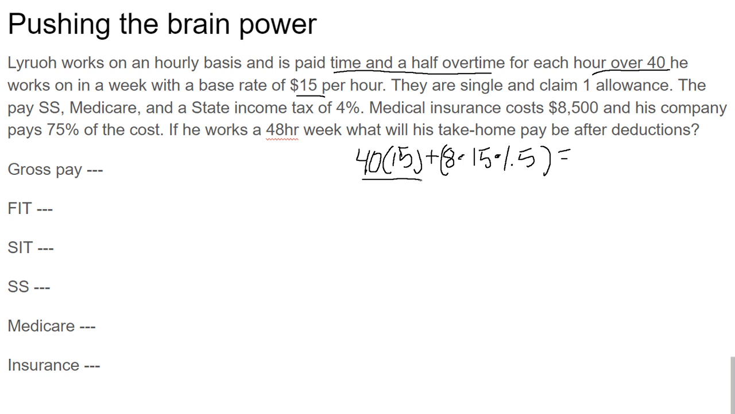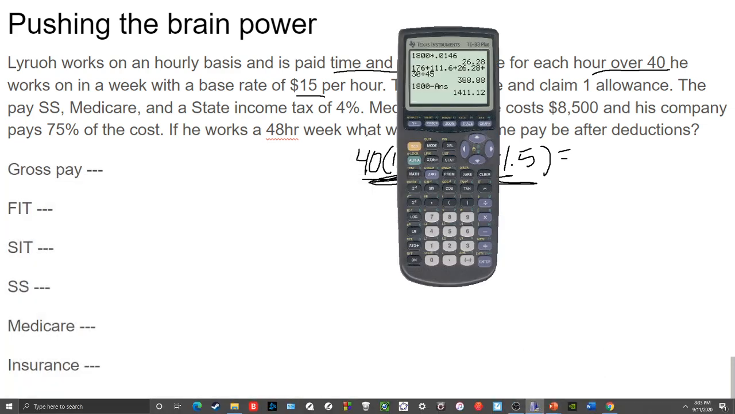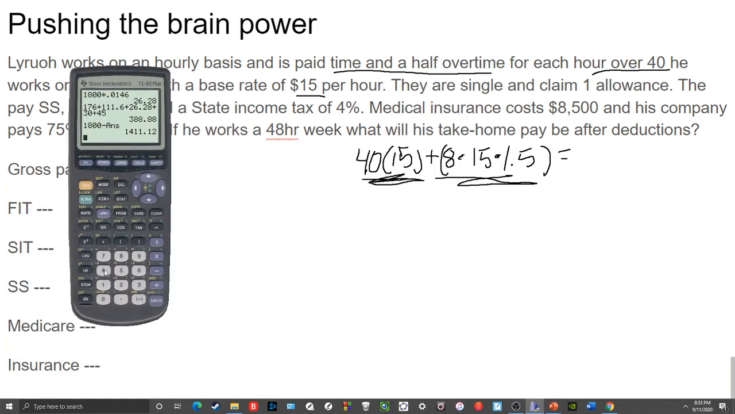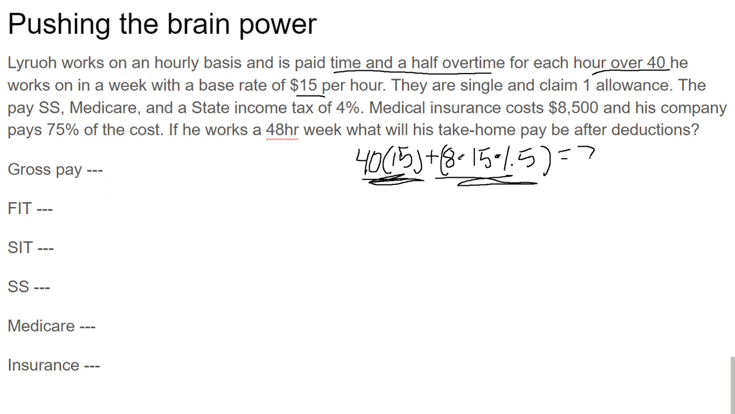So again, standard time, 40 times 15, overtime, right? We're going to combine these together. So 40 times 15 plus 8 times 15 times 1.5, and we get 780. So that's how much take-home pay he's going to get, is $780. I mean, this is gross pay, sorry. His gross pay is $780. That's before any deductions. So now we need to figure out all the deductions.